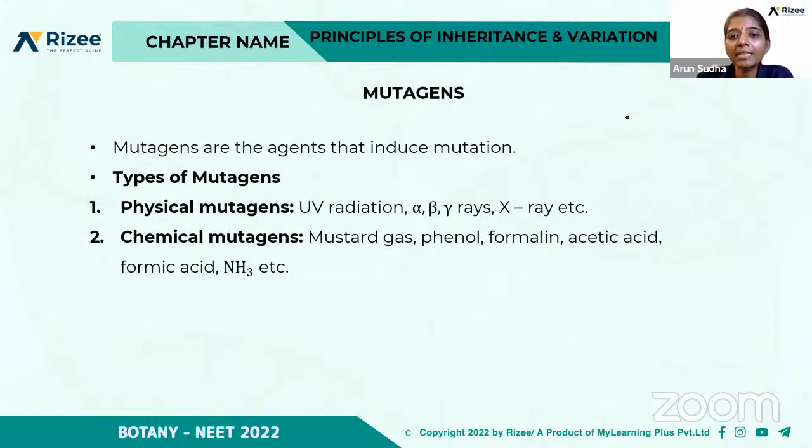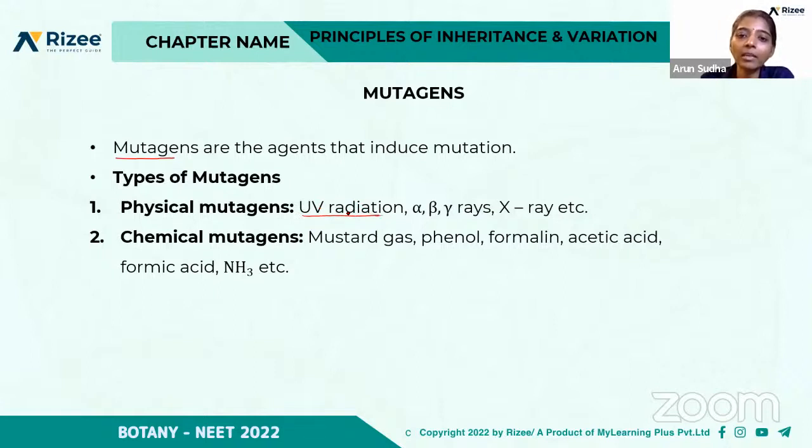But there are several agents that induce mutation. Because of the presence of these agents, they induce mutation. So what are the types of mutagens? The agents which cause mutation are called mutagens. First is the physical mutagen, that is UV radiation, even from sunlight, right?